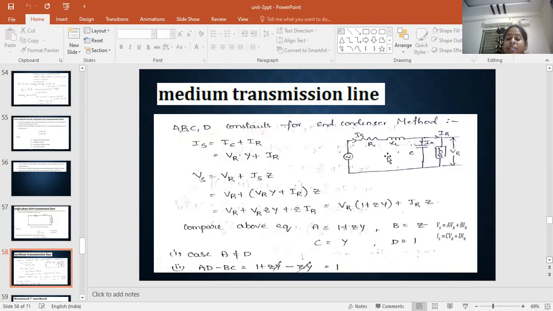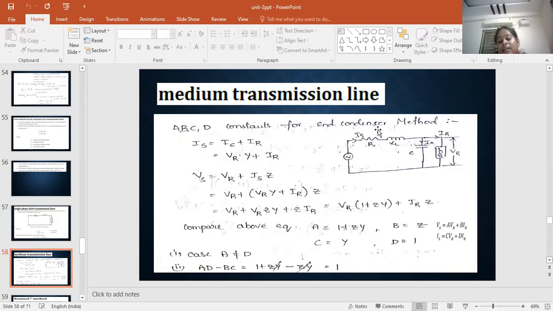And the next, the medium transmission line. In the medium transmission line, three calculations are there. The first one is the end condenser method, the second one is the nominal T method, and the third one is the nominal pi method. These are the ABCD constants for medium transmission lines.